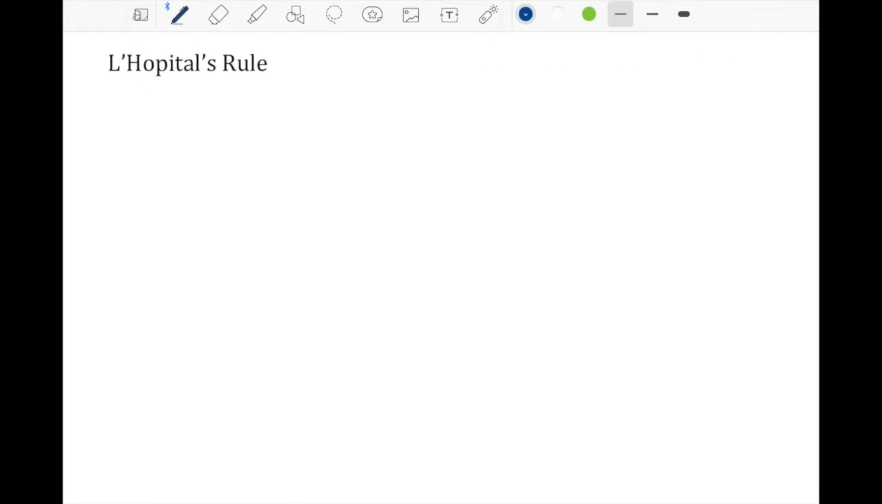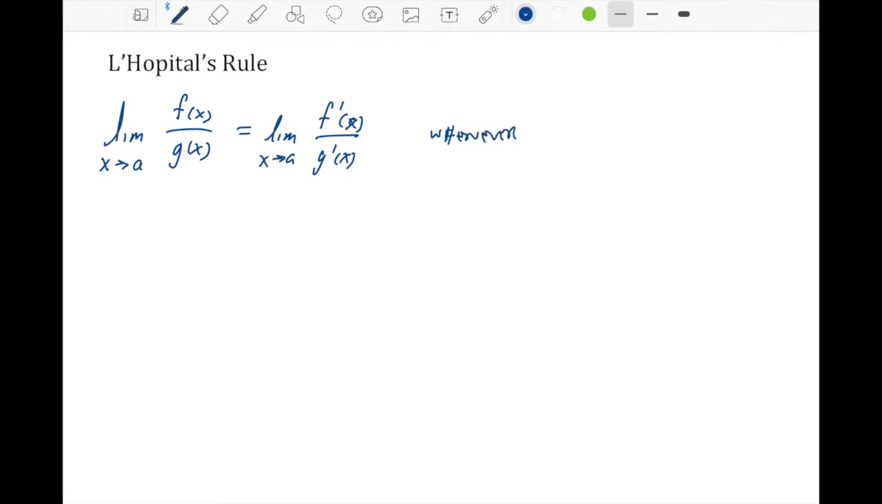Enter L'Hôpital's rule. The idea behind L'Hôpital's rule: if we have the limit as x approaches a, now this might be 0, this might be infinity, this could be any specific value, of some rational expression, f of x over g of x, L'Hôpital's rule says that the limit as x approaches a of f of x over g of x is equal to the limit as x approaches a of f prime of x over g prime of x, whenever f of x over g of x is an indeterminate form.